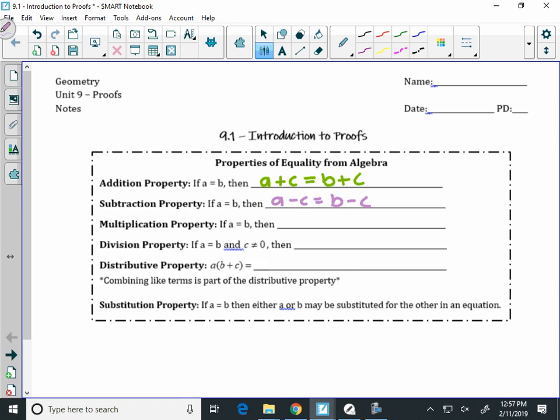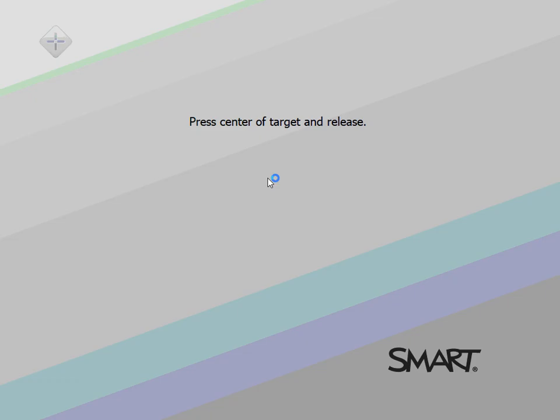What do you think we're going to do with the multiplication property of equality? Yeah, we're just going to multiply the same thing on both sides. And it's still true. The multiplication property of equality allows us to multiply the same thing on both sides. And then with the division property, we can divide the same thing on both sides and it will still be true. This allows us to do the same thing on both sides of an equation.